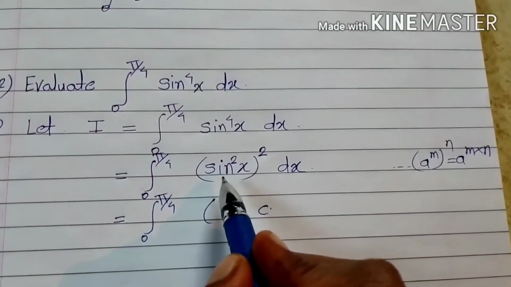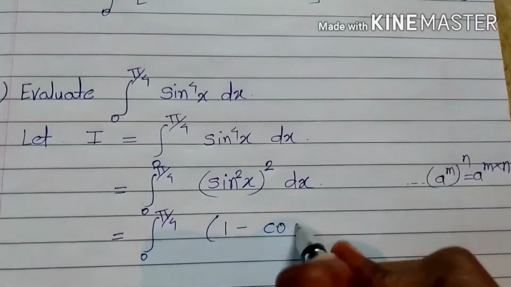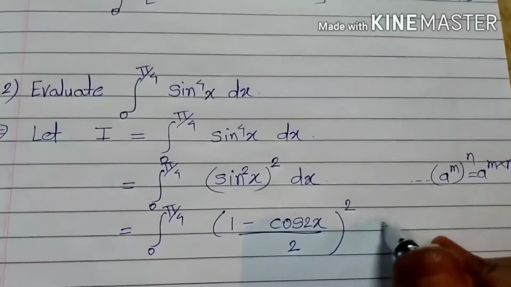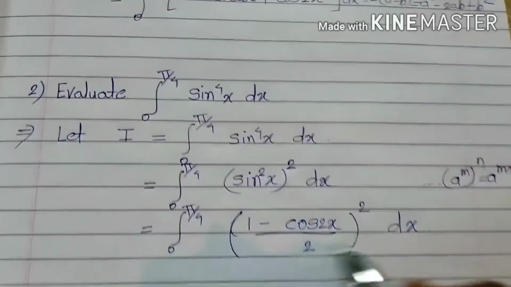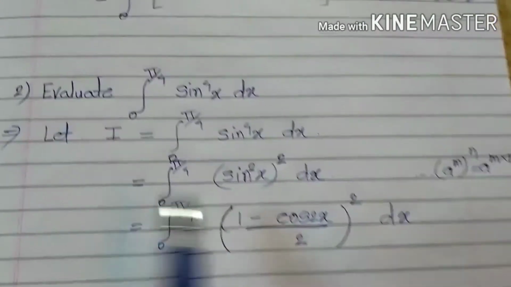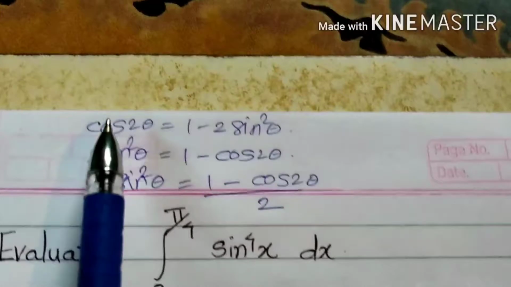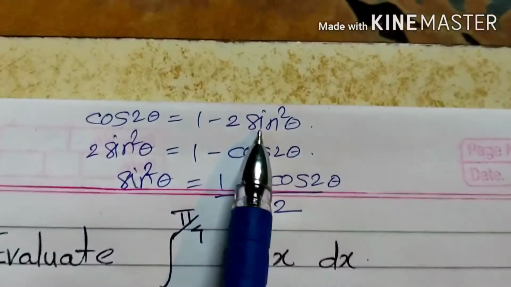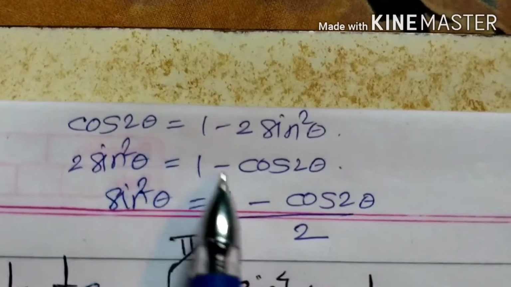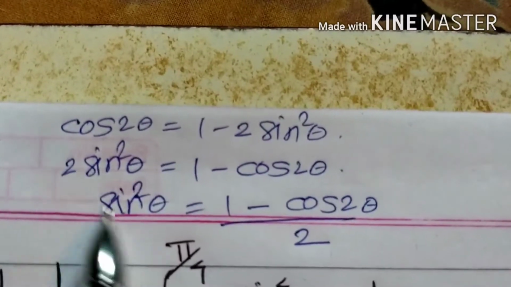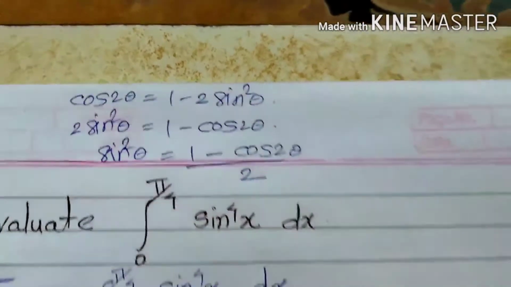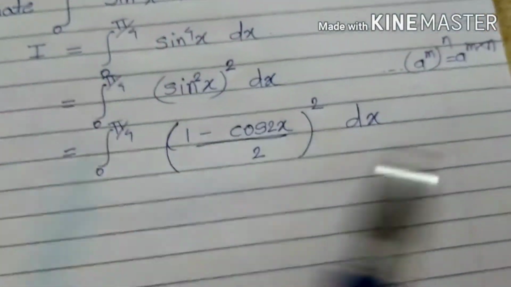instead of using this, you can use here 1 minus cos 2x upon 2 dx. This is the rule of cos 2 theta. We know the rules, you can check. Cos 2 theta is equal to 1 minus 2 sin square theta. Therefore, take 2 sin square theta here and 1 minus cos 2 theta here. So 2 divide. So sin square theta is equal to what? 1 minus cos 2 theta upon 2. Using this, we can solve it.